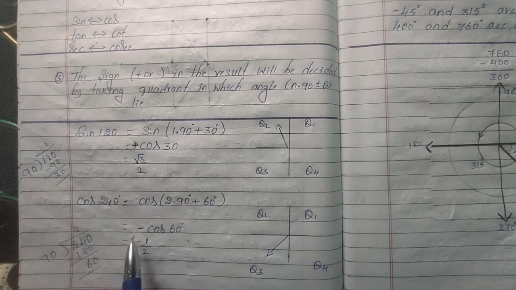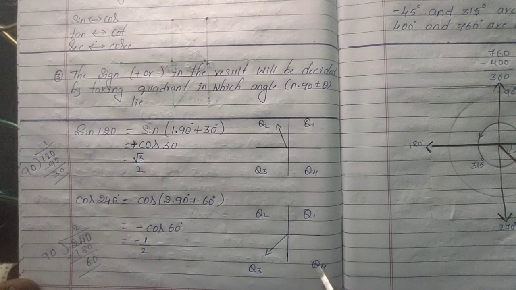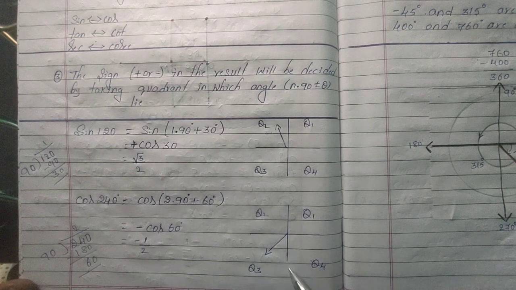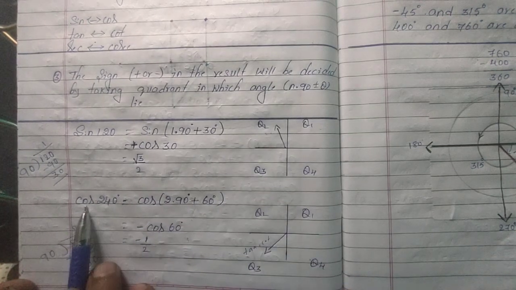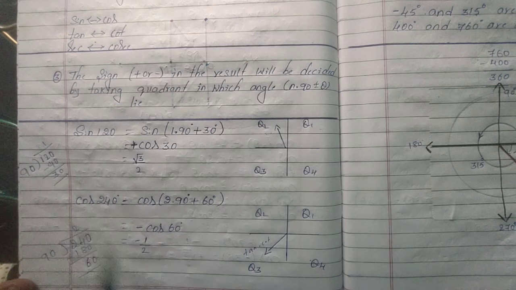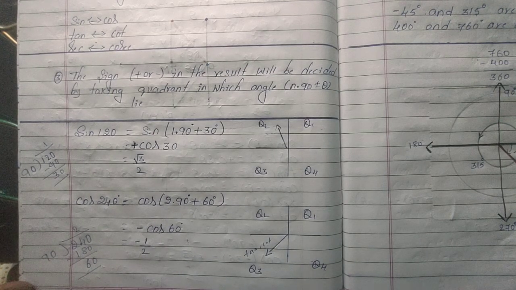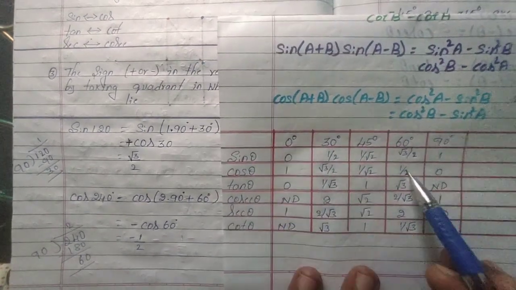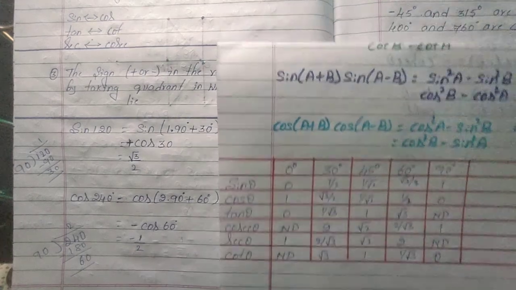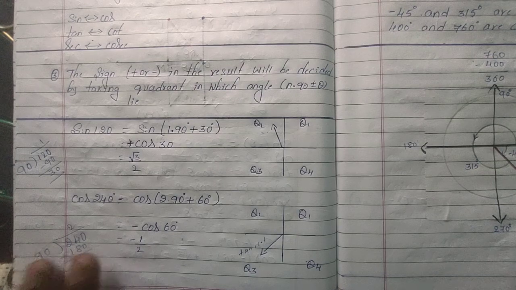We should decide the sign. This 240, where does it lie? Above 180, below 270. So the angle 240 is in the third quadrant. In third quadrant, which are positive? Tan is positive and cot is positive. But given ratio is cos. So cos is negative in the third quadrant. Therefore, minus we should take. Minus. What is cos 60 degree? Cos 60 degree is nothing but 1 by 2. Okay? If you want, I will give one more example.